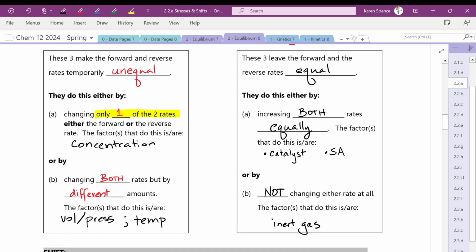Your homework is pages 20 to 23. You are welcome to work on that.